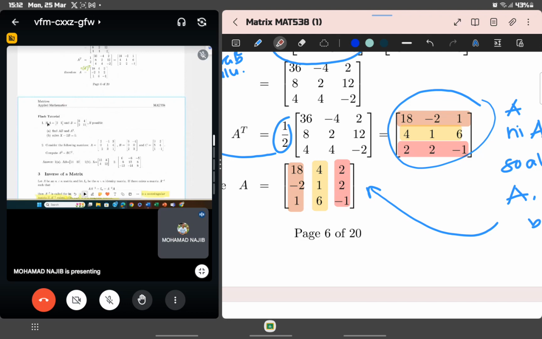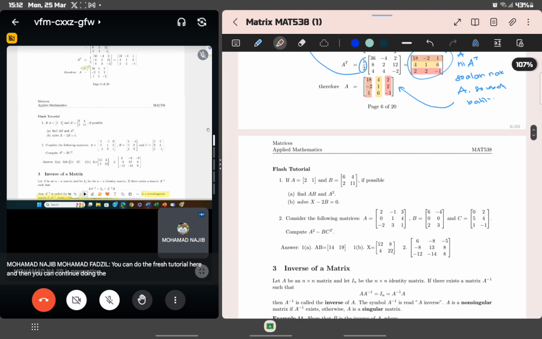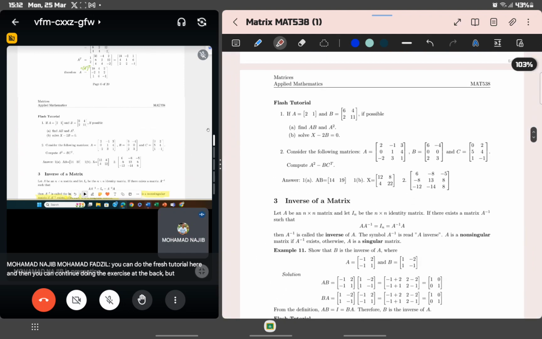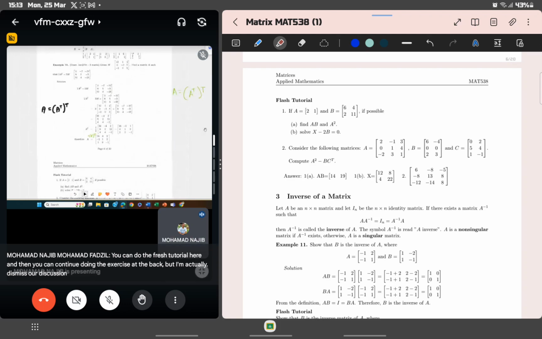You can do the flash tutorial here and then you can continue doing the exercise at the back. Sebab soalan matrik saya bagi banyak soalan. Okay semua, before we dismiss our discussion today, is there any question? Ada soalan?